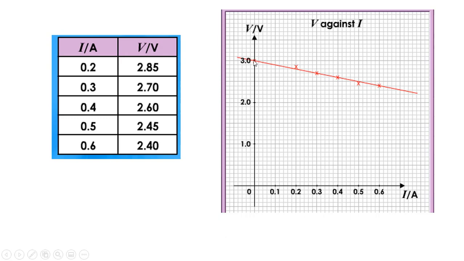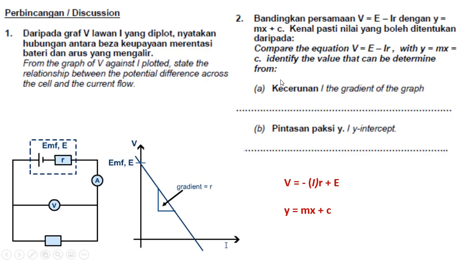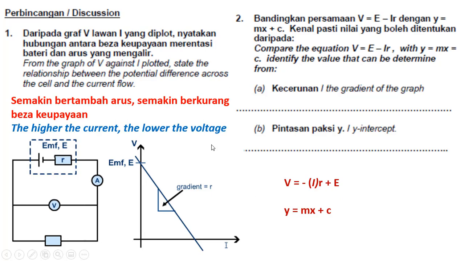First question: what can you say about the relationship between the potential difference across the cell and the current flow? As I increases, what happens to the voltmeter reading, to the voltage? The voltage decreases. So the higher the current, the lower the voltage.